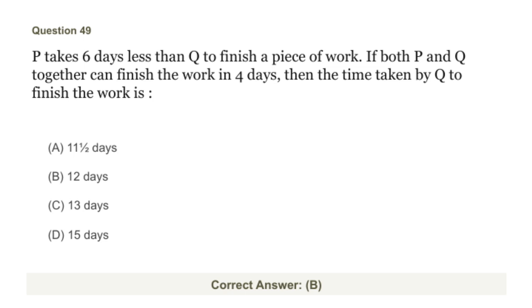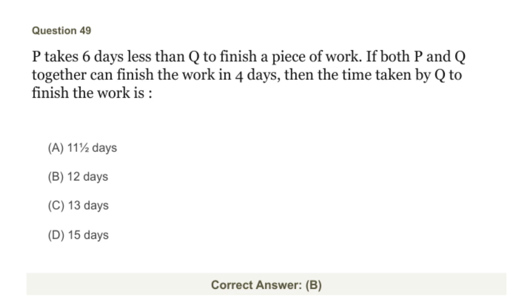The key is to express their individual work rates as fractions of the work done per day. P's rate is 1 divided by x minus 6, and Q's rate is 1 divided by x. When we add these rates, they sum to the combined rate, which is 1 divided by 4. So the equation looks like this: 1 over x minus 6 plus 1 over x equals 1 over 4. Solving this will give us the value of x, the number of days Q takes to finish the work.